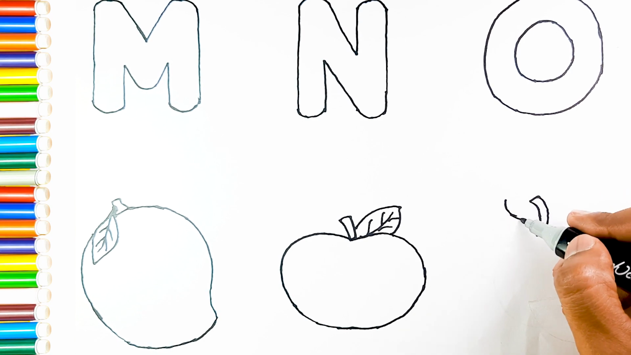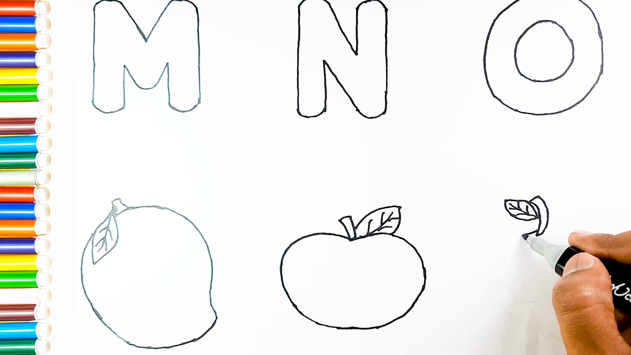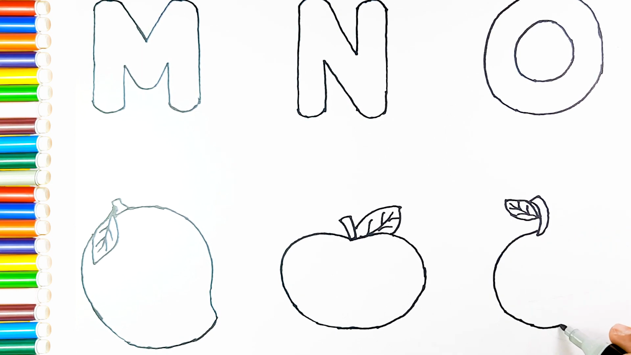O is for orange. Just like our zesty friend, the orange. Can you say orange? Brilliant!